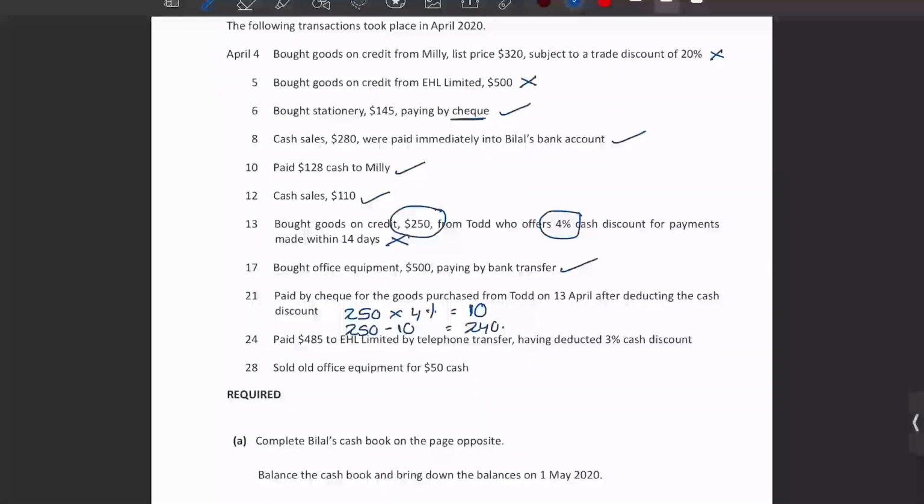When they give you the paid amount, how do you calculate the discount? 485 divided by 3% discount, meaning 100 minus 3% is 97. You divide it by 97, multiply it by 3. So 485 divided by 97 into 3. How much is the discount? 15. So you can enter 15 over here. Perfect. 15 is the discount. You are making a payment. So when you make a payment, what will happen to money in the bank? Money in the bank will reduce.